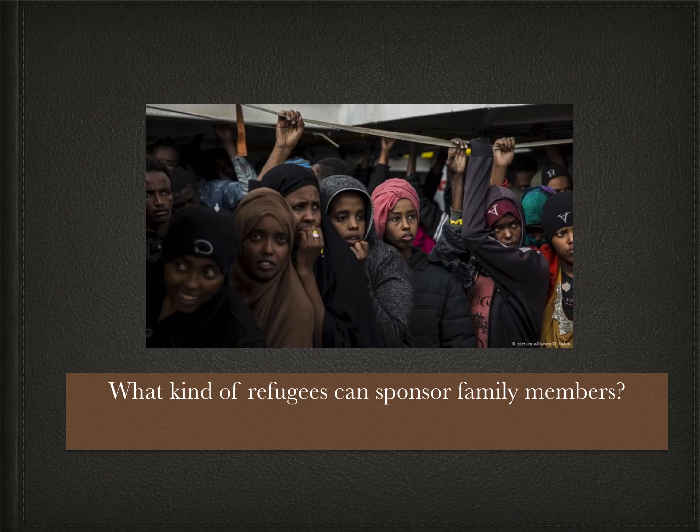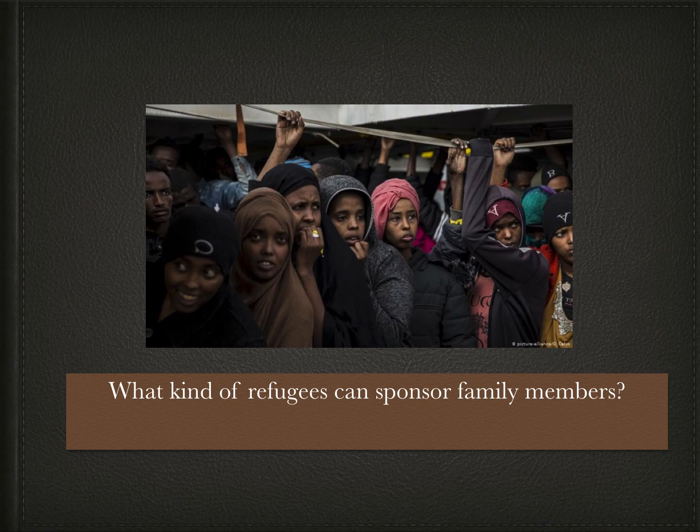Today I will talk about what kind of refugees can sponsor family members. There are three kinds of refugees that can sponsor family members. One, refugees who claimed asylum in the UK; two, resettled refugees; and three, those who are under humanitarian protection. The first one, refugees who claimed asylum in the UK.